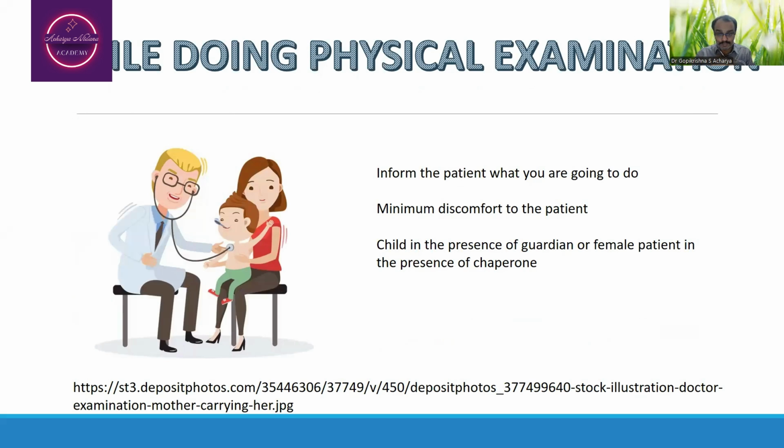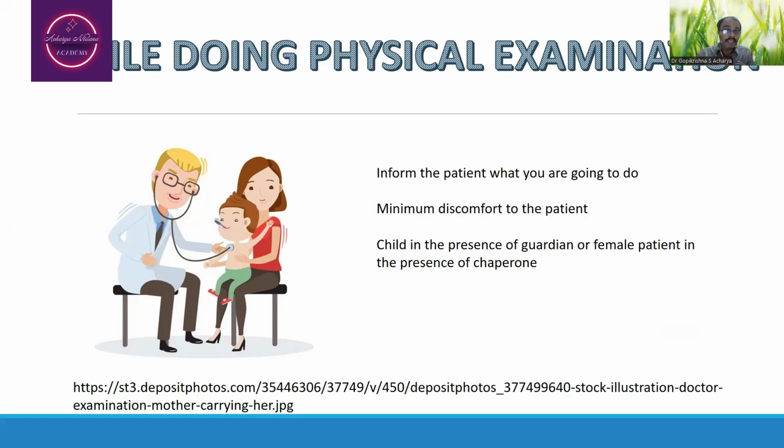And while doing the physical examination, you need to say what you are going to do. That has to be properly informed to the patient. For example, if the person is a child, you need to take the confidence of the child. Ideally, the child will be comfortable when he or she is with the guardian, specifically the mother. So make the child sit in the lap of the mother, then do the examination.